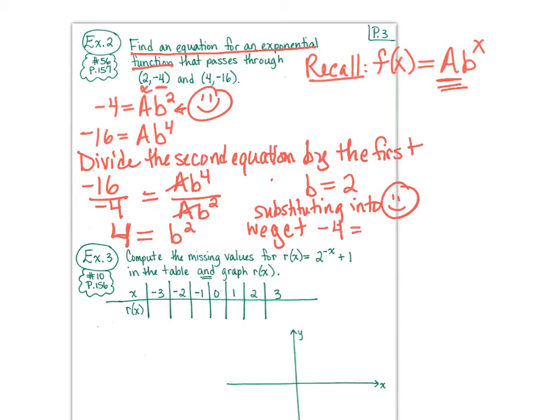-4 is equal to A times 2 squared, because that's our B. So that means -4, I'm going to go up here. That means -4 is equal to 4A, or A is equal to what? -1, very good. So what does that mean f of x is equal to for us?